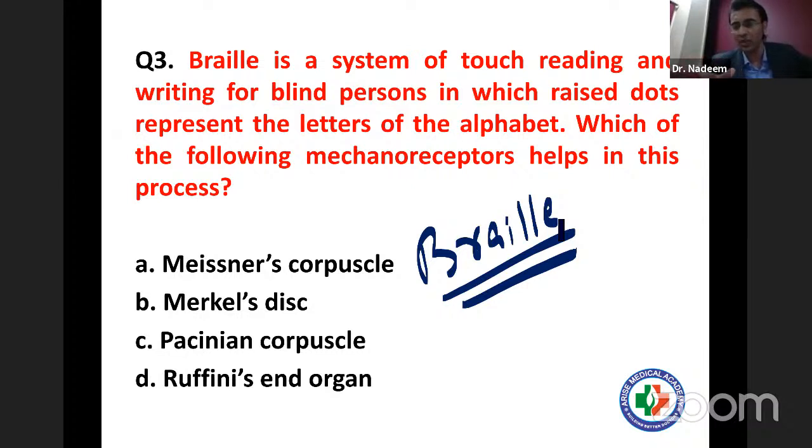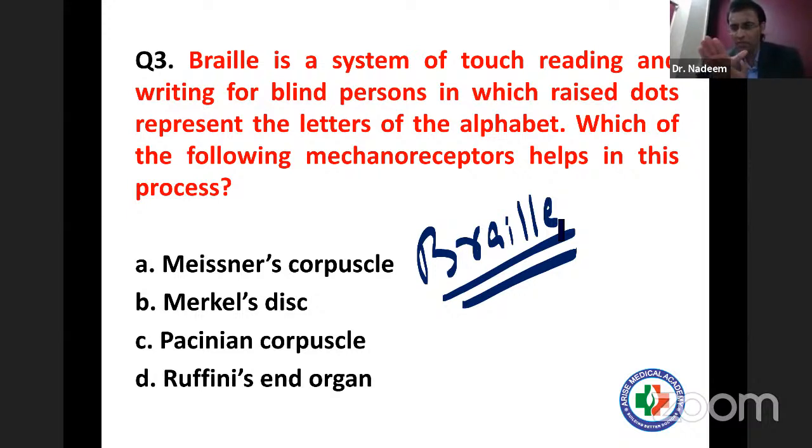As they touch, they are going to read what is written over there. Easy to understand. So basically, I'm talking about the mechanoreceptors. These are the sensory receptors which are present in our skin.